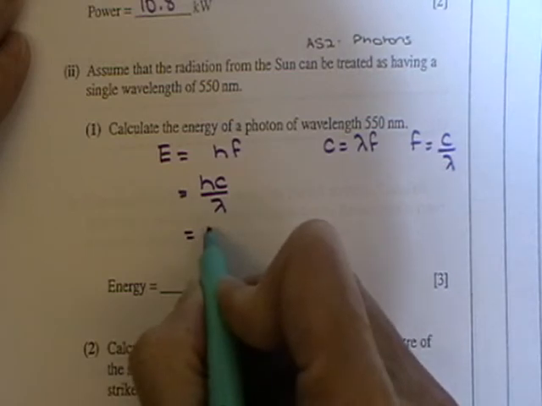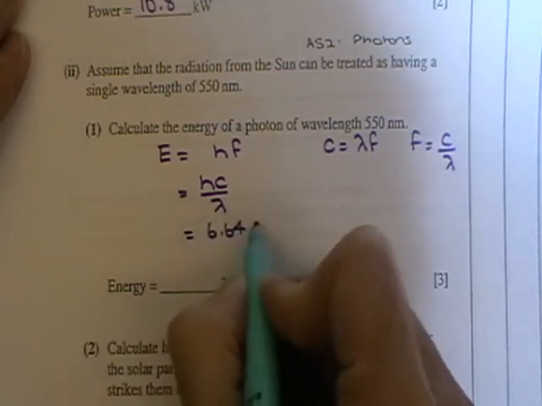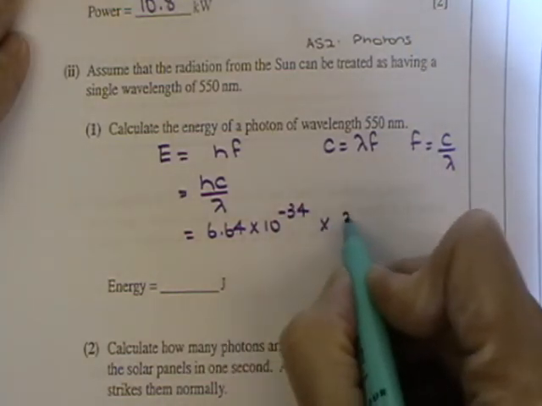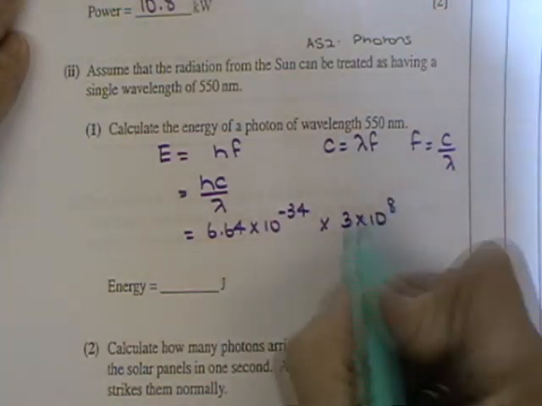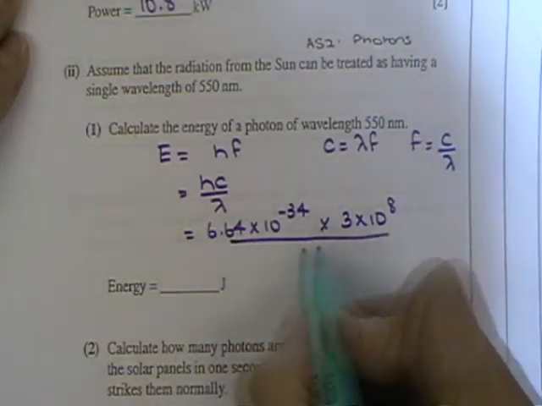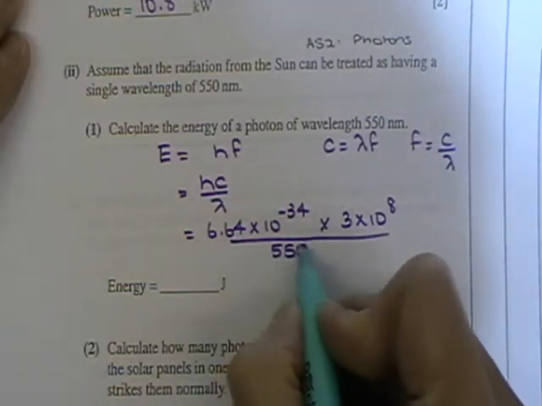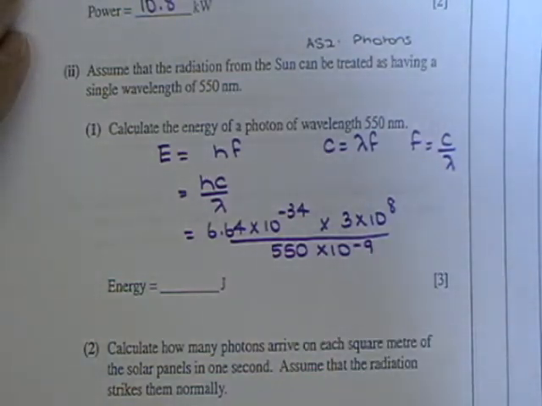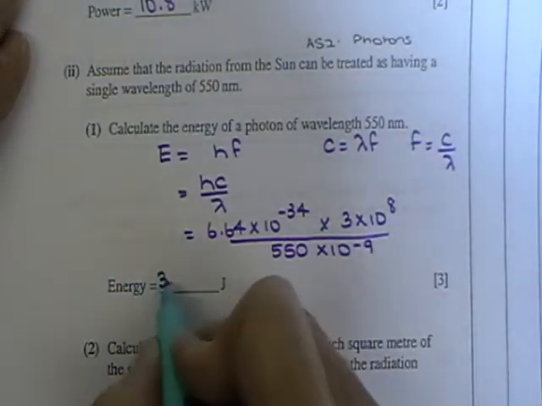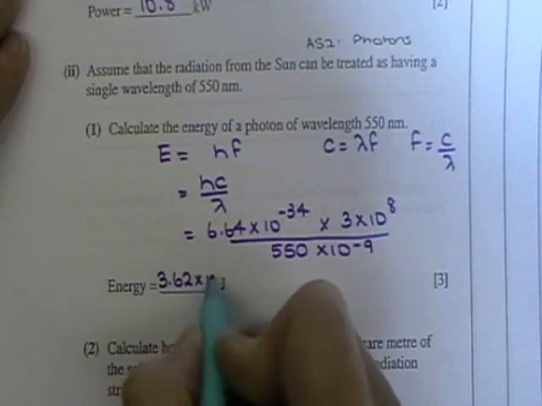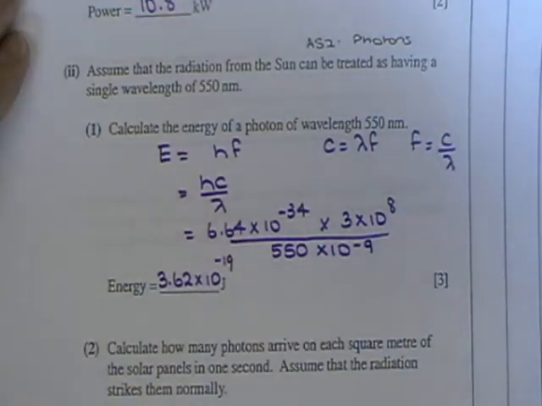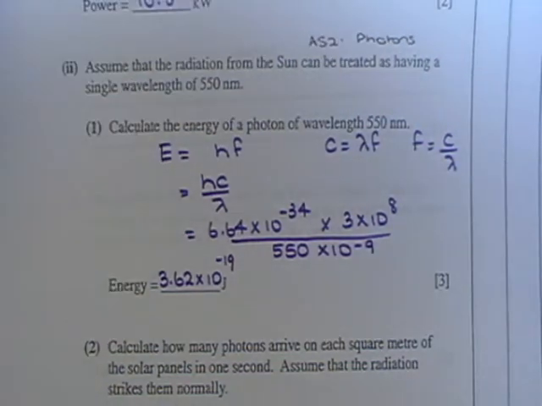And that's equal to, h has got a value of 6.64, Planck's constant, by 10 to the minus 34. c is 3 by 10 to the 8. And the wavelength we're given is 550, and it's in nanometers, so that's by 10 to the minus 9. And when you do that calculation, that comes out as 3.62 to 3 significant figures by 10 to the minus 19 joules is your answer.